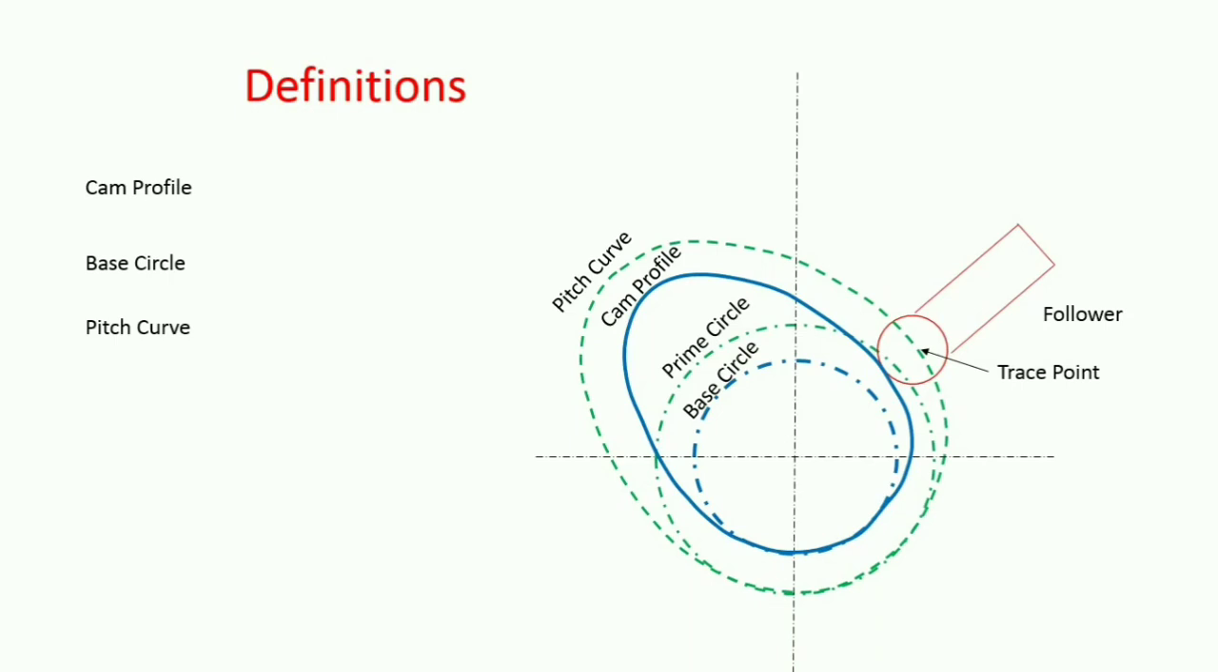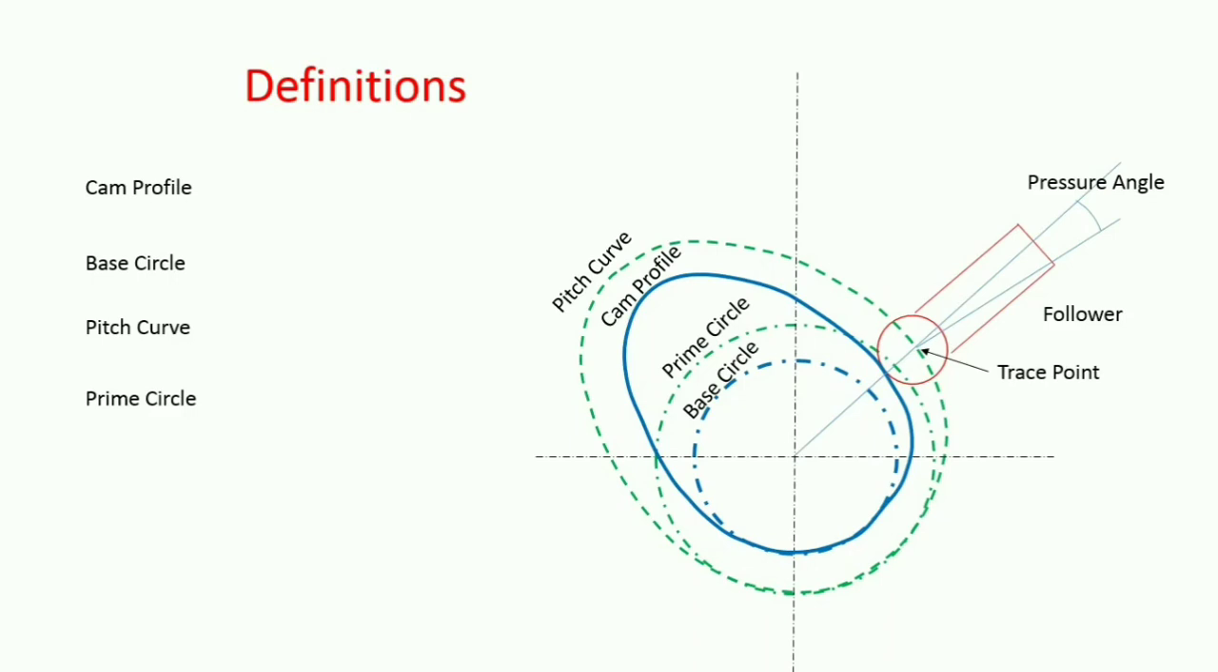Now next is a prime circle. Same like this, this is again a smaller circle drawn tangent to the pitch curve, known as the prime circle. Now this is the pressure angle. The pressure angle is simply the angle between the normal to the pitch curve at the point and the direction of the follower motion. It varies in magnitude at all instants of the follower motion.